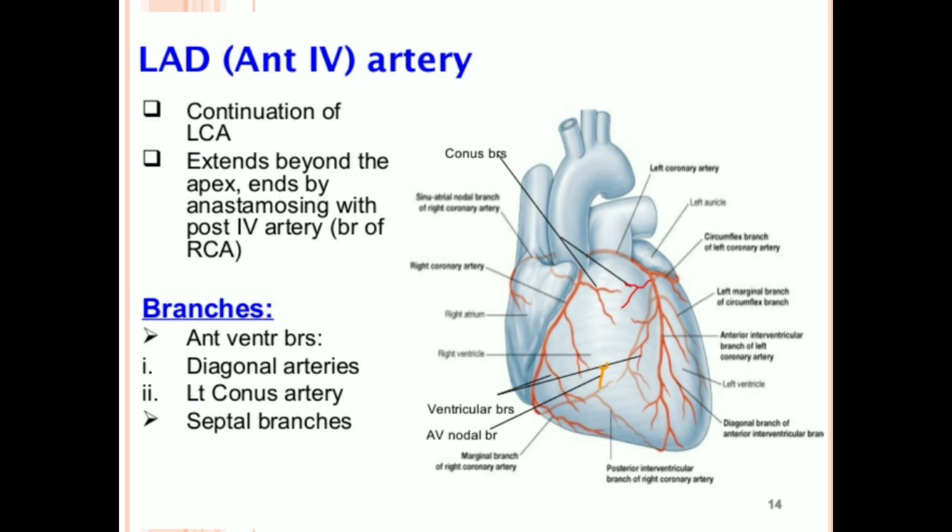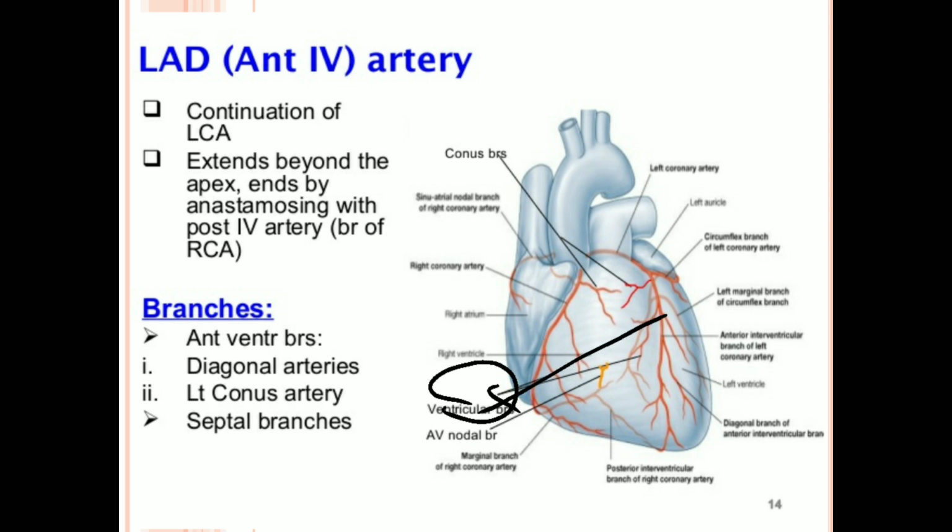Then the anterior interventricular artery gives the following branches. So what are the branches from it? See, this is the left coronary artery, and its branch is called the anterior interventricular artery. What are the branches coming from it? They are called the ventricular branches. You can see here, these are the ventricular branches.